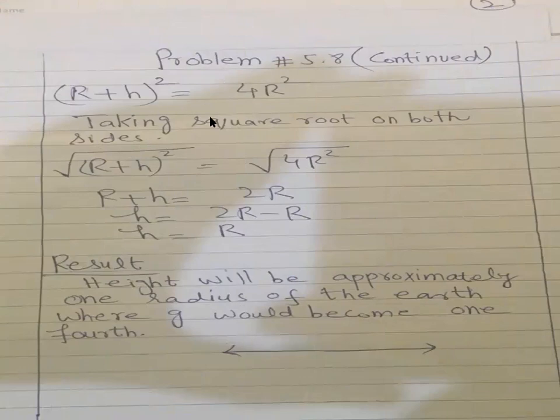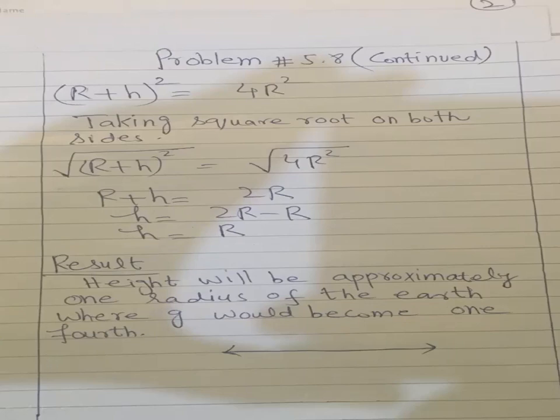If you take the square root on both sides, this square will cancel with this under root, and r plus h is equal to 2 times r. If you separate out h, 2r minus r is equal to r. Result: height will be approximately 1 radius of the earth. H is equal to 1 radius. Height will be approximately 1 radius of the earth, where g would become 1/4.